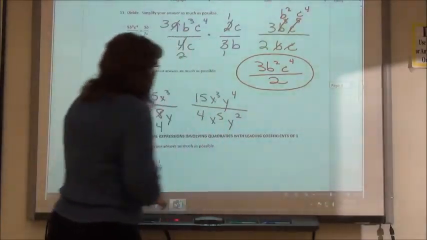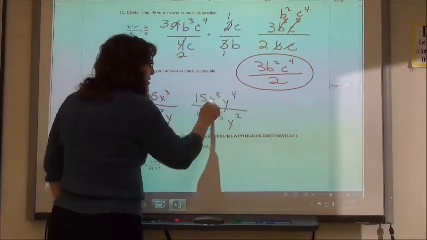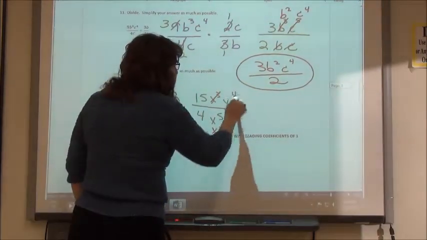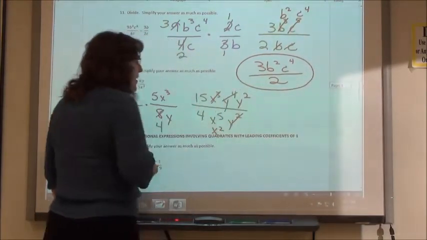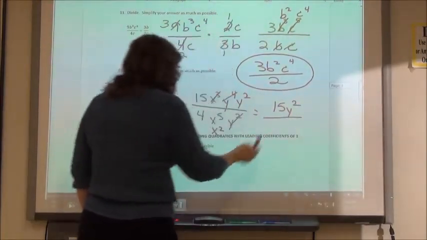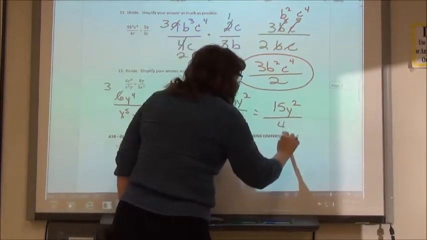So reducing that down, I can take out 3 of my x's, which leaves me x squared on the bottom, and I can take out 2 of my y's, which leaves me a y squared on top. So 15y squared on top and 4x squared on the bottom.